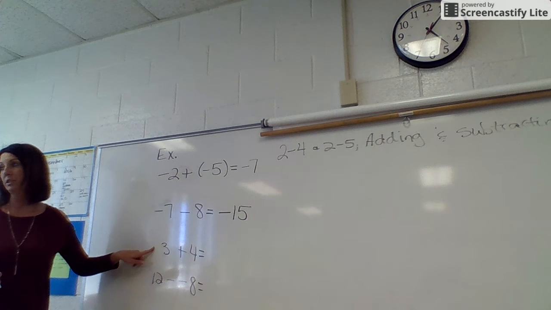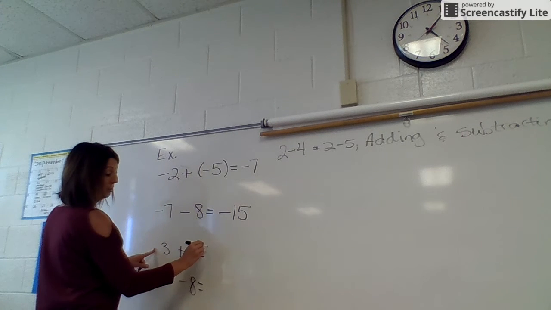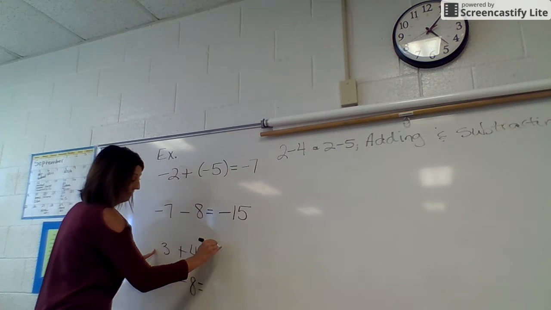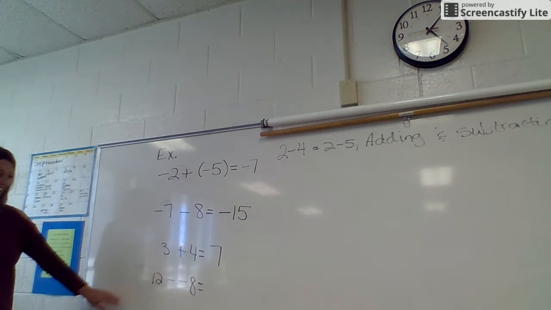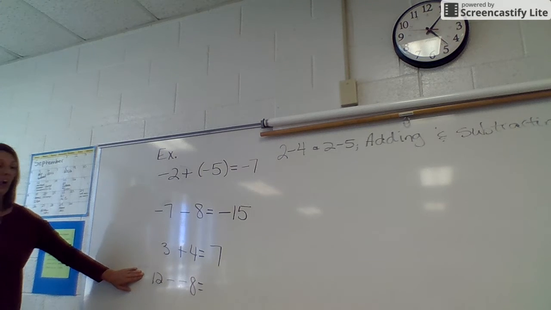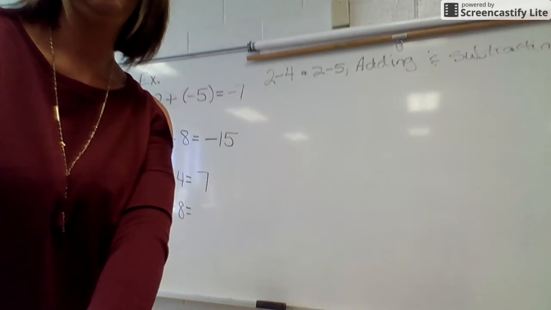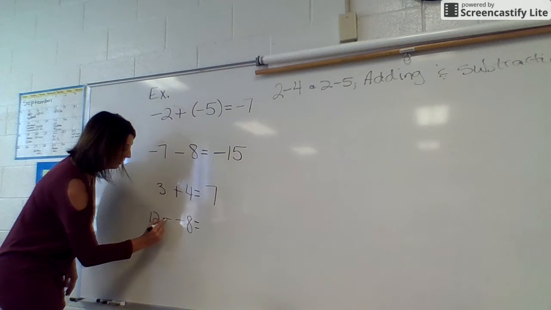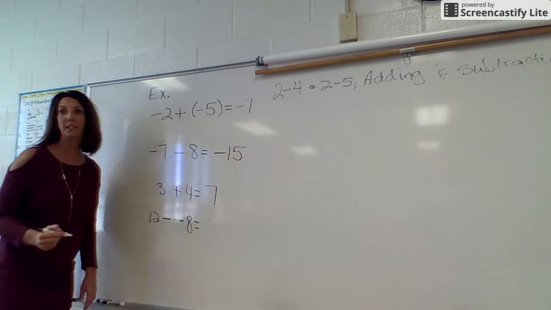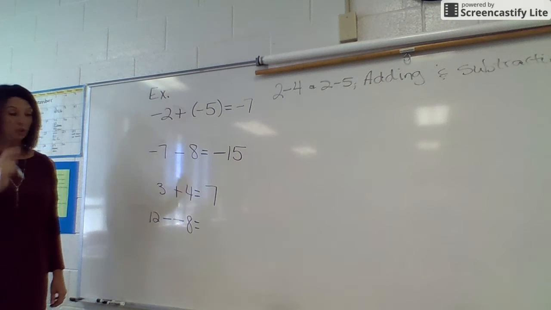3 plus 4. Zach: 7. Okay. On this one, it says 12 minus -8. Do you remember what you do with minus negatives? Jacob: Add them. Yes, you do.